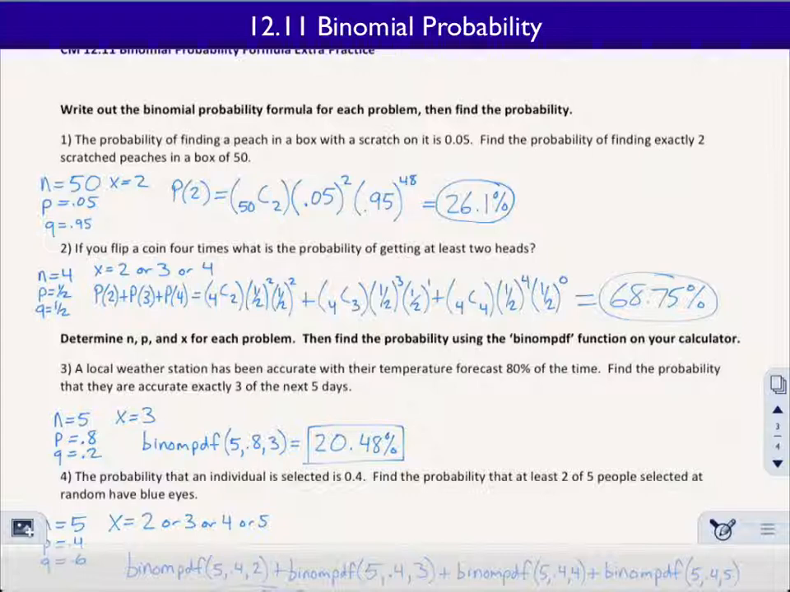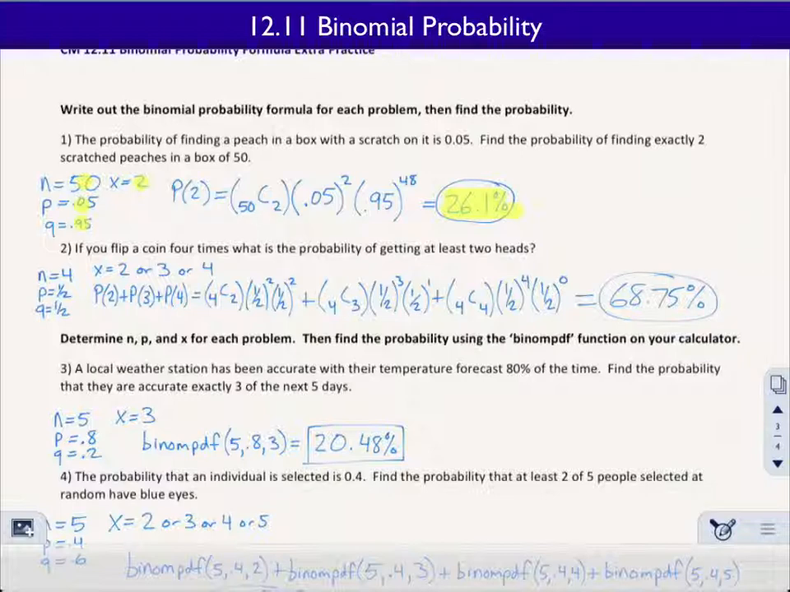All right, welcome back. For number 1, you should have gotten 26.1% here. Our n was 50, our p was 0.05, and then our q, which is always going to add up to 100%, was 95, and we're looking for exactly 2. So just using our binomial probability distribution formula, we would get 26.1.